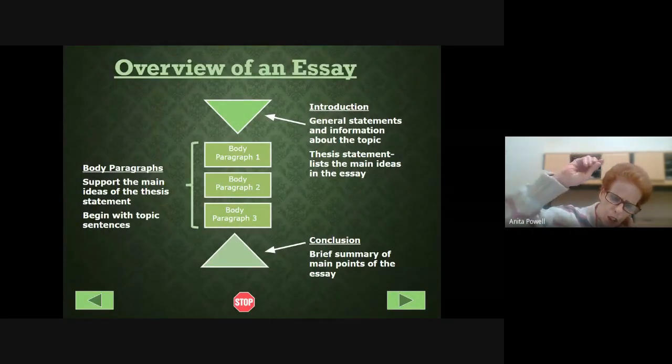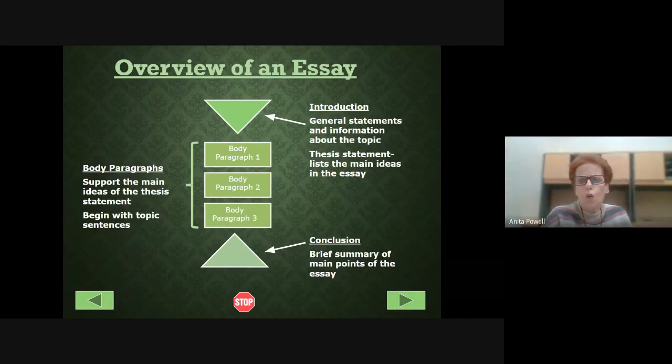So, in other words, it starts out very specific with that thesis or that main idea here, and then moves down to something broader, maybe a prediction, maybe kind of an evaluation of what we've discovered in the essay.